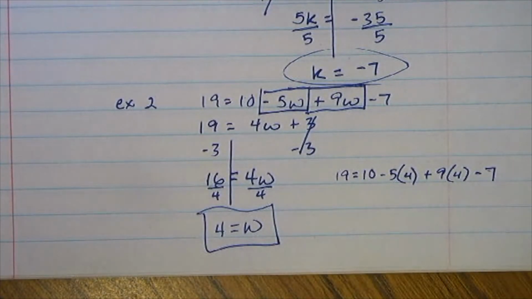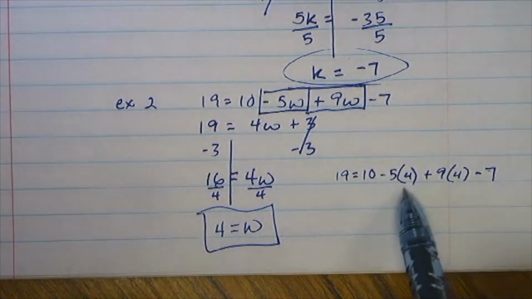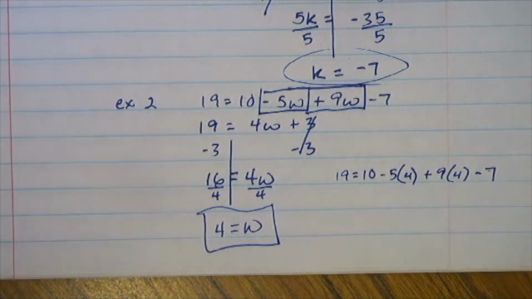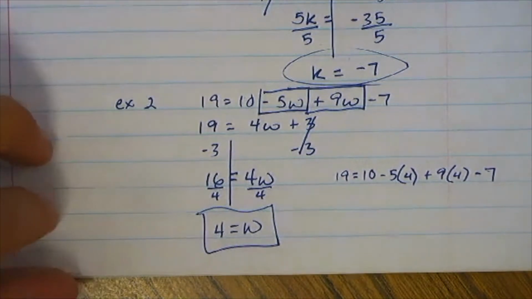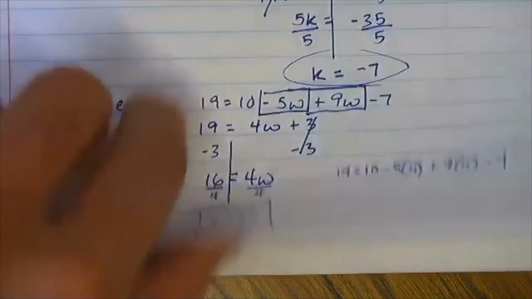and you just kind of follow along with that. So you got 10 minus 20 plus 36 minus 7. Smash all those together, you should get 19, if we did it right. Okay, I'm not going to do it for you. But moving on to example 3.